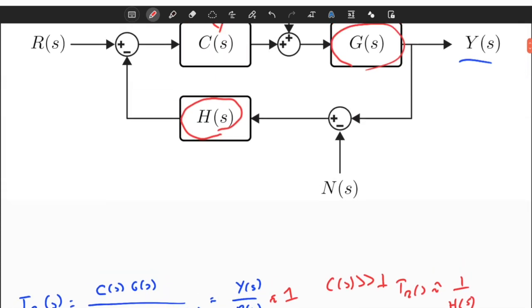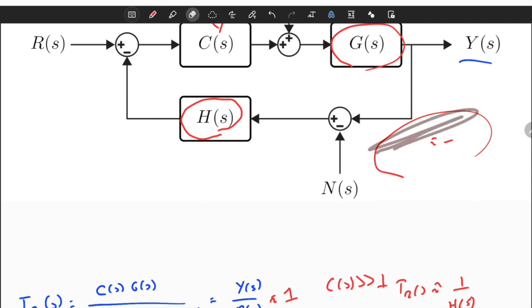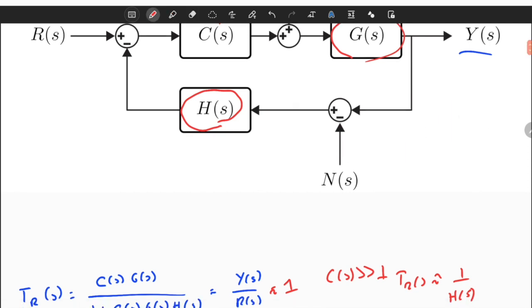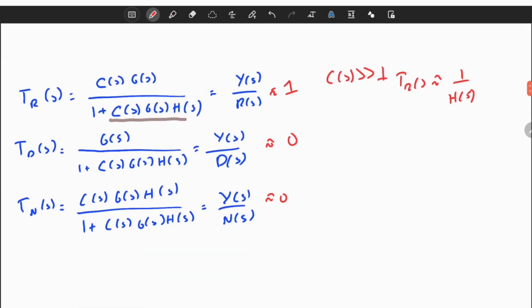Once your H of S is approximately equal to 1, and if you are the designer of a sensor, you try to manage this in the frequency response function. You try to make it approximately 1 across all spectrums, of course, if you eliminate the noise. So what we want is, if we have a high gain C, we technically manage T of S to be approximately 1 over H of S. If H of S is approximately 1, T of S will be approximately 1, which means that we have a good tracking response.